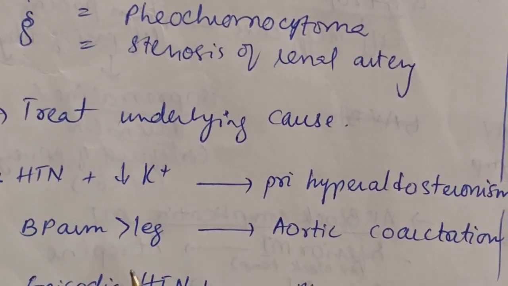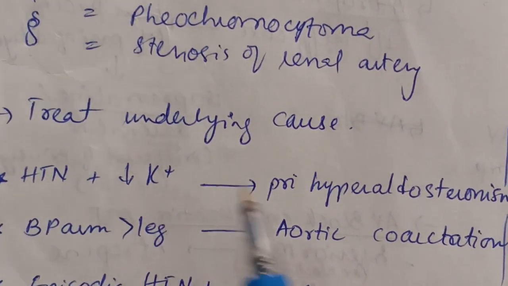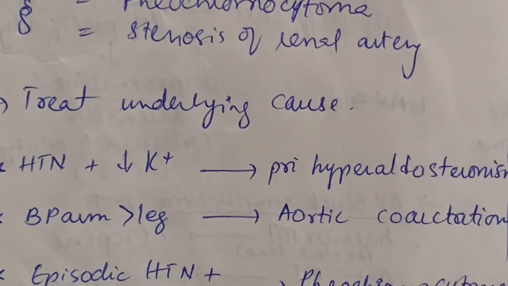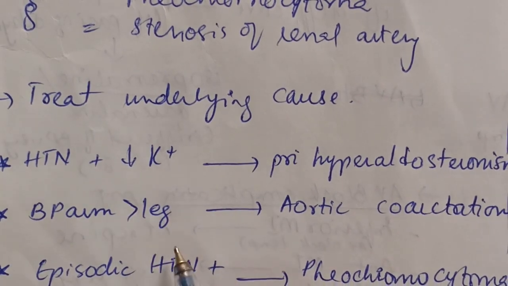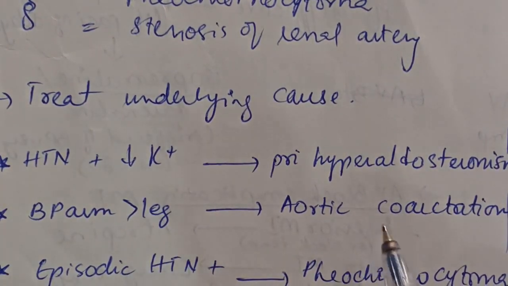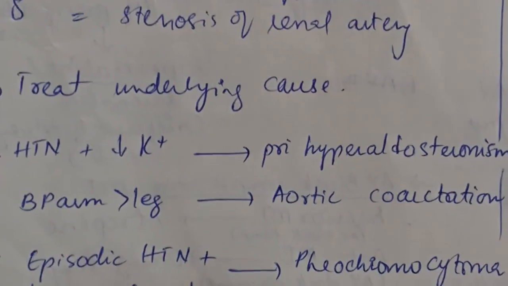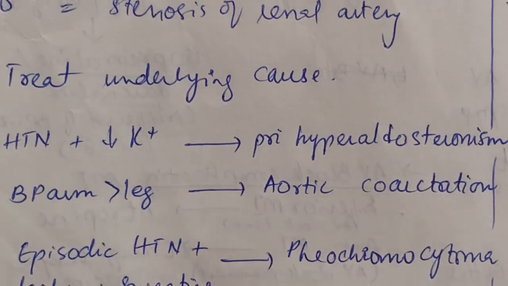So there are certain keywords. If the patient has hypertension and hypokalemia, you are going to suspect primary hyperaldosteronism. If the patient has BP that is raised in the arms more than legs, it is aortic coarctation. And if the patient has episodic hypertension and a history of headaches, sweating and diarrhea, we are going to suspect pheochromocytoma.